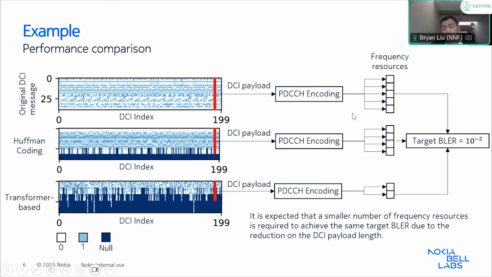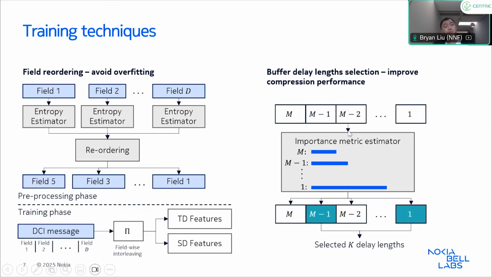And here I also illustrate the idea that the shorter the length of the compressed DCI message, the fewer resources will be required to transmit it, and on the receiver side, under different scenarios, they can achieve the same block error rate, so we just need fewer resources to get the same target block error rate. So in the very end, we can control more user equipments in a limited time. So this again highlights our motivation for this DCI compression work.